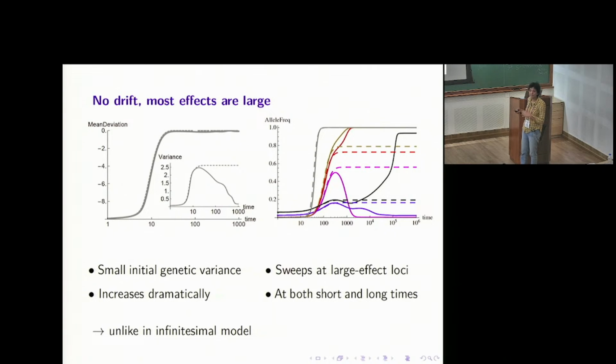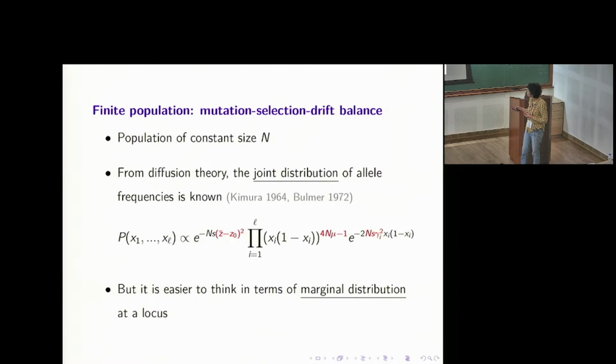Because variance is increasing, and initially things are sort of monomorphic, at low frequencies, variance increasing means what? There must be some polymorphism. Things are going from frequency 0 to frequency 1. That means at many of these large effect loci, there are lots of sweeps happening. So this regime is characterized by an increase in genetic variance and lots of sweeps. Okay, so that was a very quick summary of very large populations.